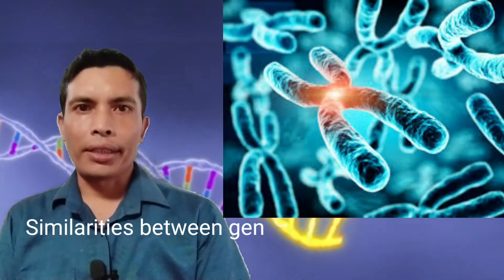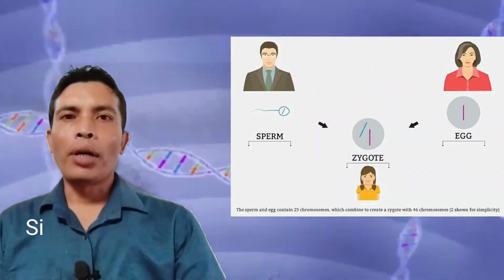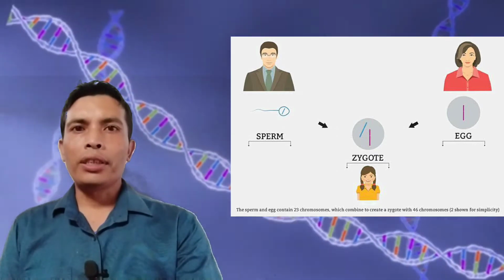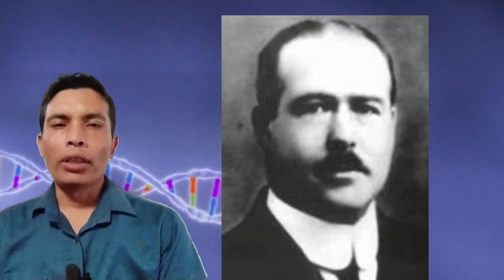The two workers found a close similarity between the transmission of hereditary traits and the behavior of chromosomes while passing from one generation to the next through the agency of gametes. Sutton united the knowledge of chromosomal segregation with Mendelian principles and called it the chromosomal theory of inheritance.